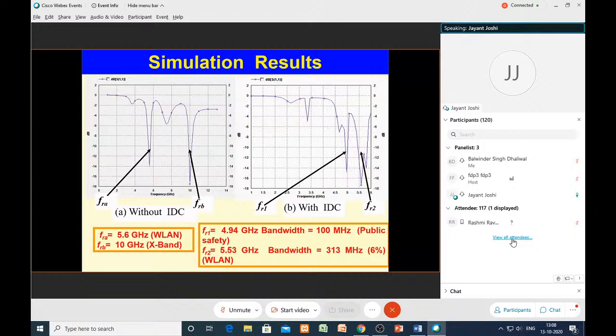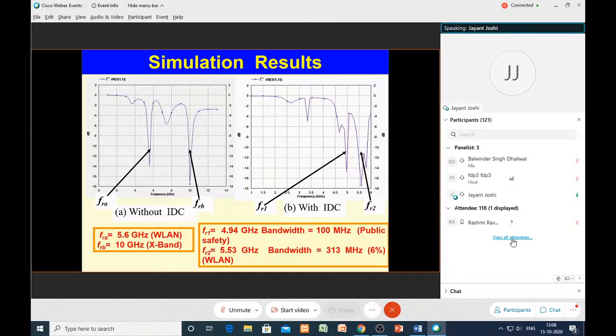Now see, these are the simulated results. I told you that this is a dual band antenna. Two resonant frequencies are there, 5.6 gigahertz and 10 gigahertz. When I connected the interdigital capacitor, I got considerably good results. That one resonant frequency, which is FR1, is now reduced to 4.94 gigahertz with a bandwidth of 100 megahertz. It is applicable for the public safety band. Second is 5.53 gigahertz with a bandwidth of 313 megahertz, and it is applicable for WLAN applications.